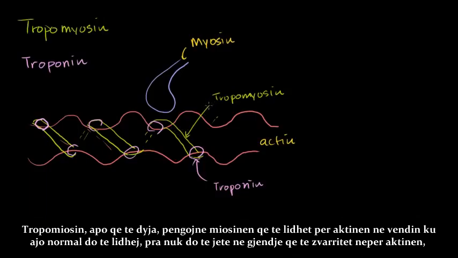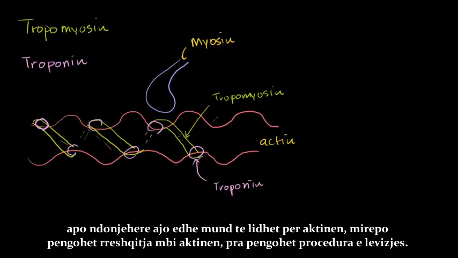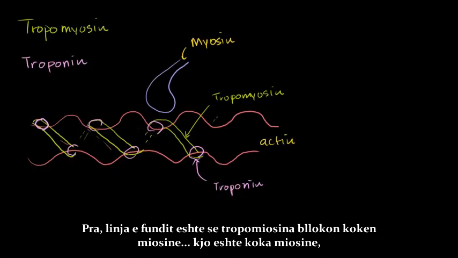Tropomyosin is, or maybe both, blocking the myosin from being able to attach to the actin where it normally attaches, so it won't be able to crawl up the actin. Or sometimes the myosin is attached to the actin, but it keeps it from releasing and sliding up the actin to keep that walking procedure. So the bottom line is that this tropomyosin kind of blocks the myosin.